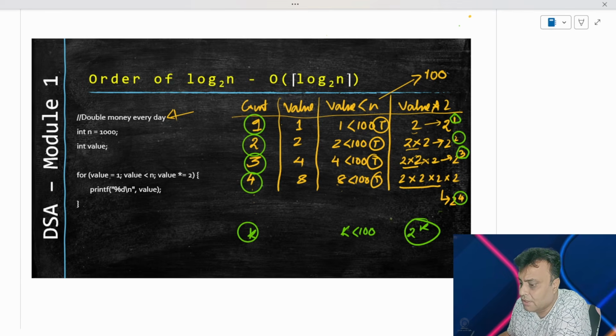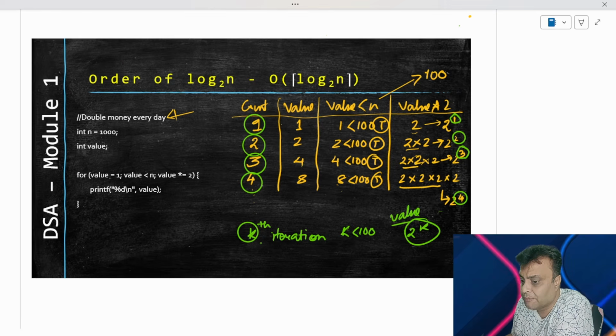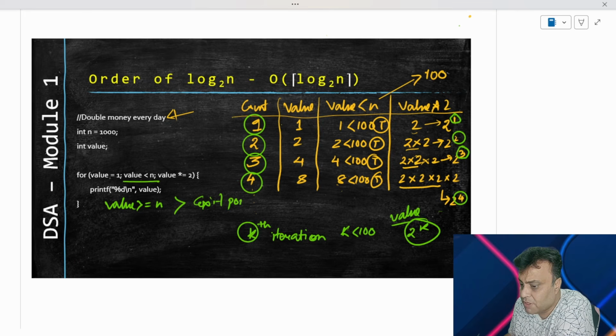So with that, we will hold our thoughts there, and we will assume that at the kth iteration, I will have the value as 2 to the power k. Now, if you see this, when does it stop? Value less than n is our entry point, right? We will enter when this is true. So can I say that value greater than or equal to n is our exit point? That is where it will stop.